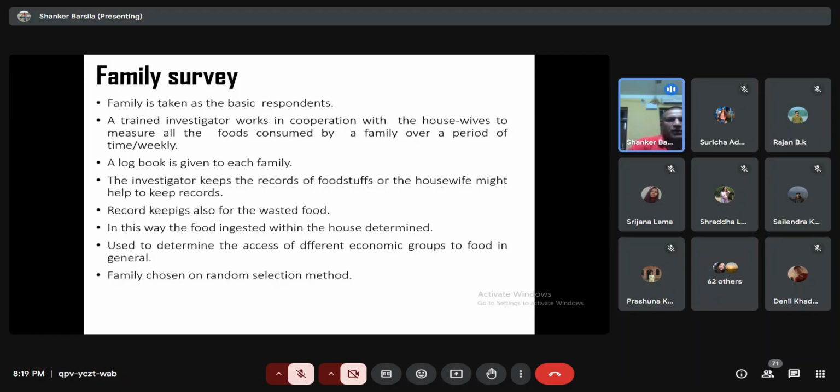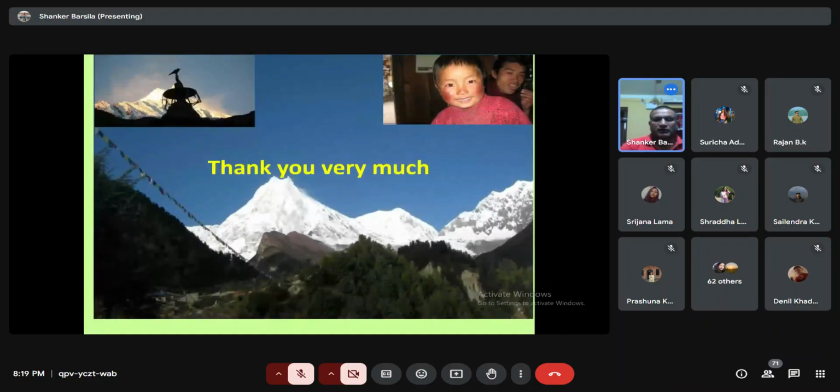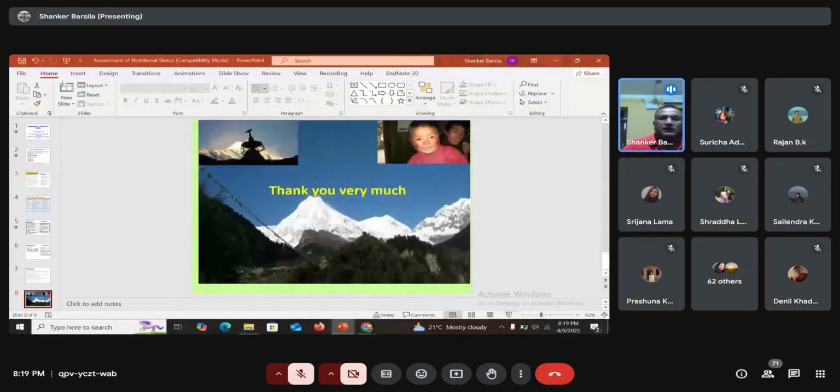And the record keeping might also go for food waste, the food requirement, food consumed, and so on. Or the economic investments over the food purchase may also be included in the family surveys. So that's all about the remaining chapter from yesterday.